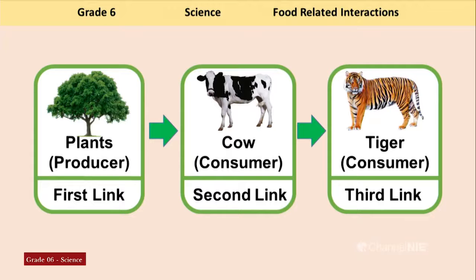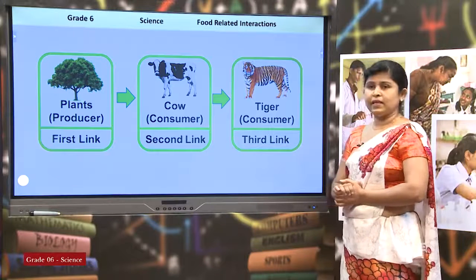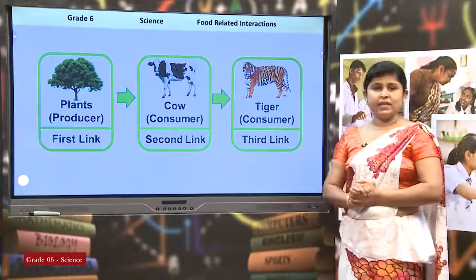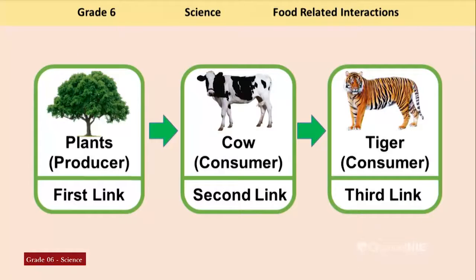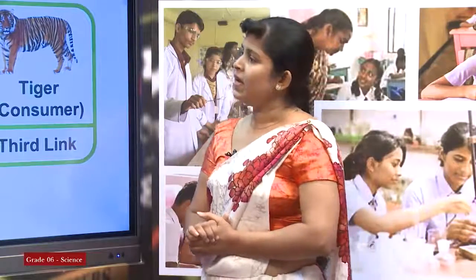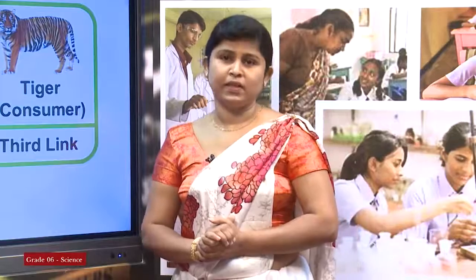the tiger. Here there are three links in the connection. First link, second link and the third link. We can call them units also. Link is similar to the unit. First unit, second unit and third unit. The plant is in the first link or first unit.